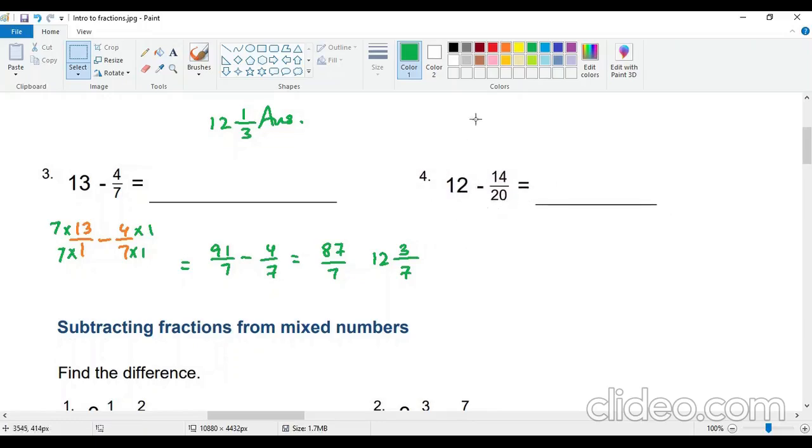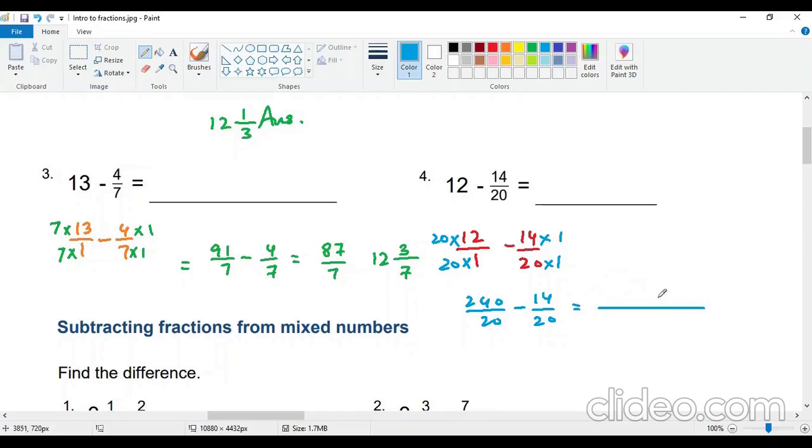you will write 12 as 12 over 1 minus 14 over 20, multiplying the denominators by the same number to make them equal. 20 times 12 gives us 240 over 20 minus 14 over 20. As we can see, the denominators are equal. We write them once only, and 240 minus 14 is going to give us 226.